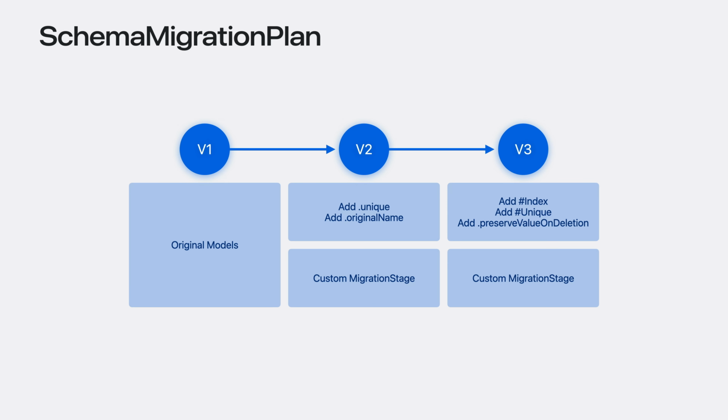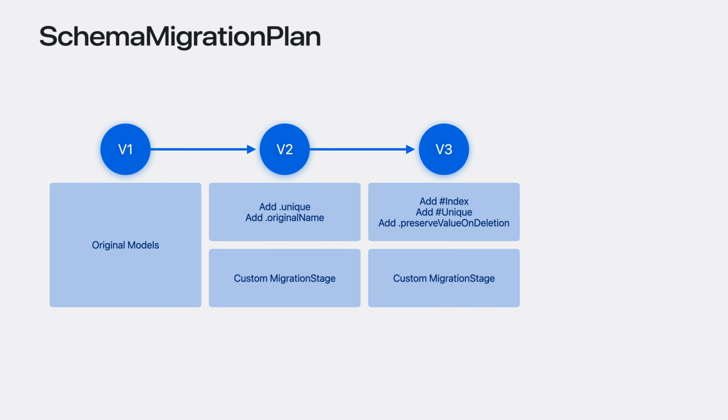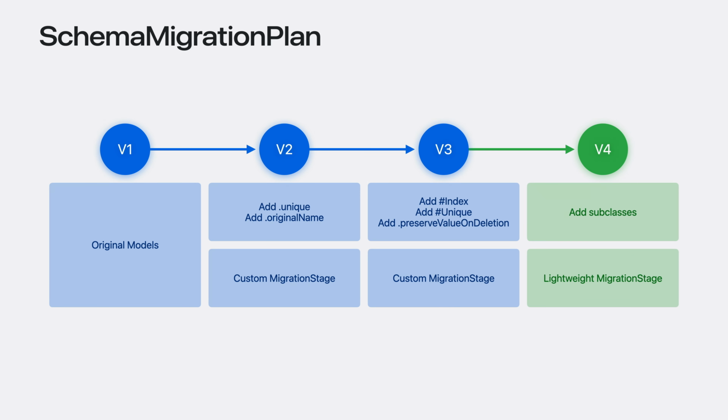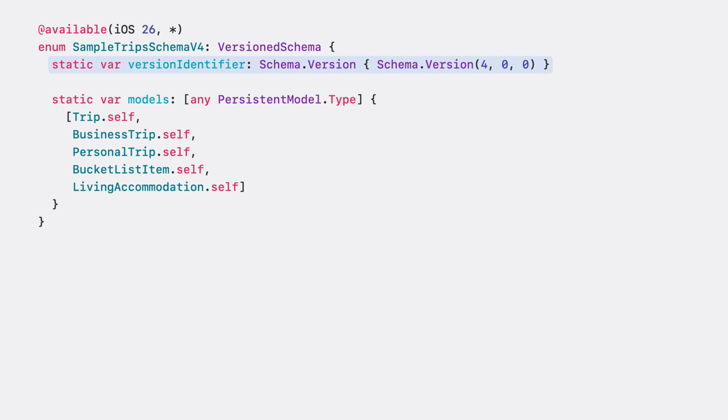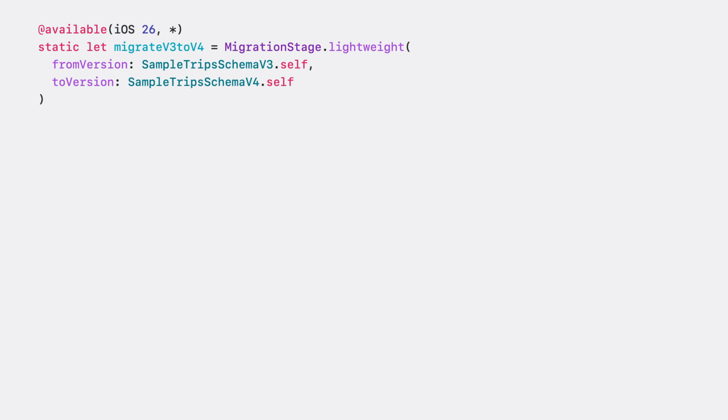Now, in iOS 26, we will add version 4 with subclasses and a lightweight migration stage. For our current version schema, we mark it as version 4 and list all of the models in our schema with our new subclasses. And because our subclasses were decorated with iOS 26 or later, so is our version schema. And we need to add a lightweight migration stage from version 3 to version 4 with the same availability needed before.